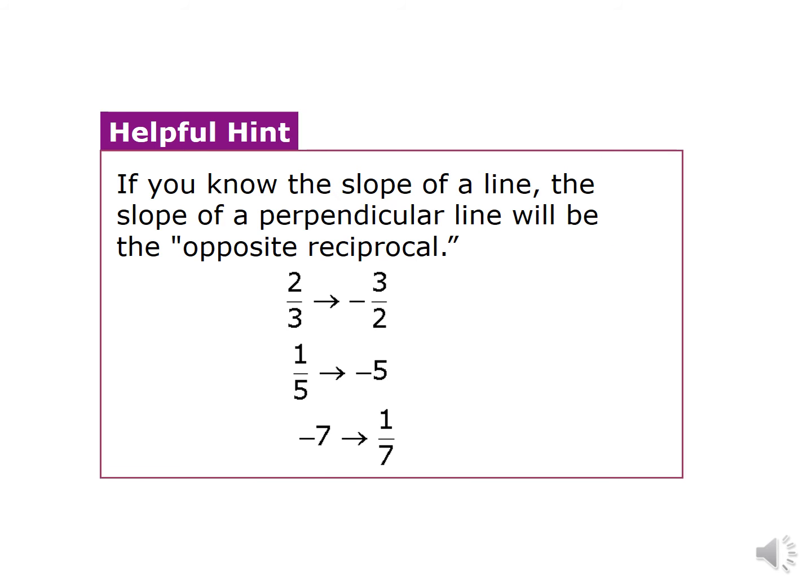Okay, and this says if you know the slope of a line, the slope of a perpendicular line will be the opposite reciprocal. Flip over 2/3, give it the opposite sign. 1/5, flip it over, and it's negative 5. Negative 7, flip it over, it's positive 1/7.